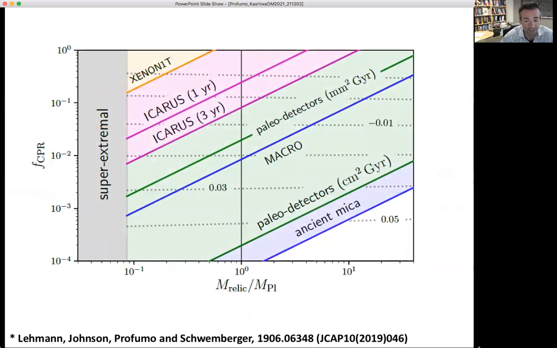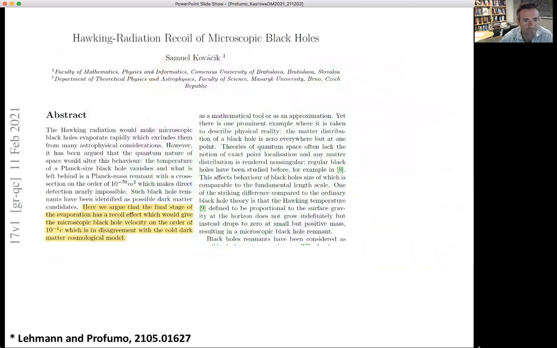We studied this in a paper in 2019, and we showed that by far the best constraints come or will come from paleo detectors. Even a centimeter squared paleo detector with sufficient purity is able to test relics on the Planck scale, even if the relics are only a few parts in 1,000 of the dark matter for that particular mass.